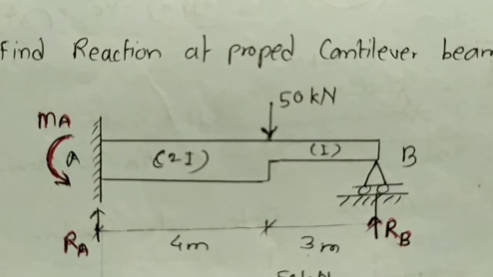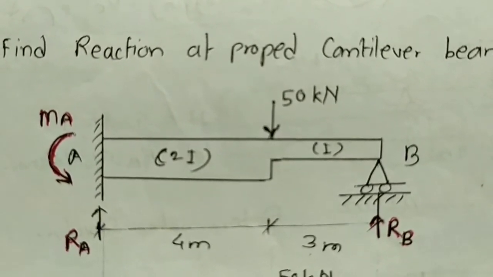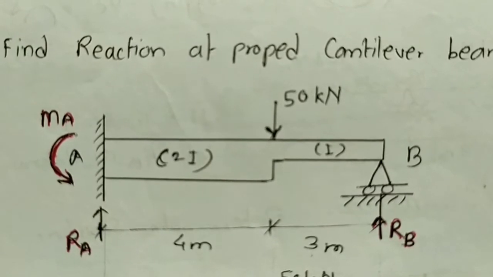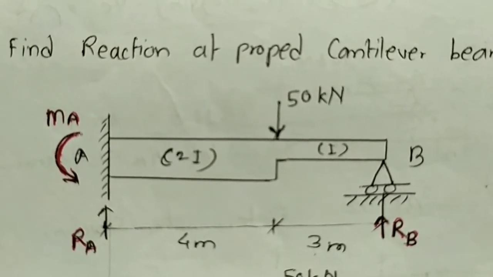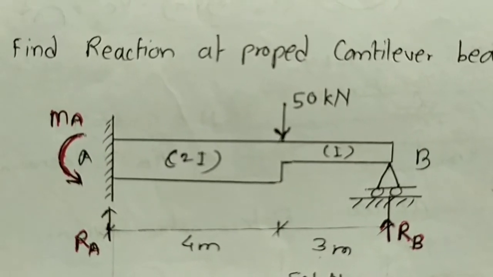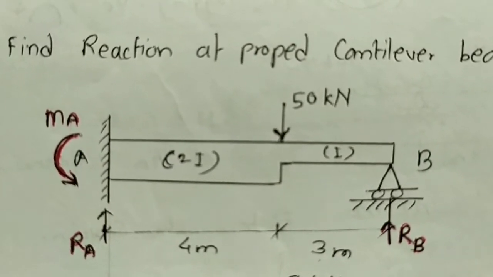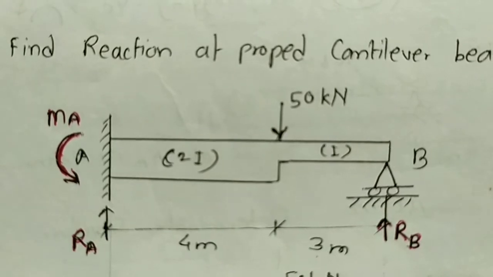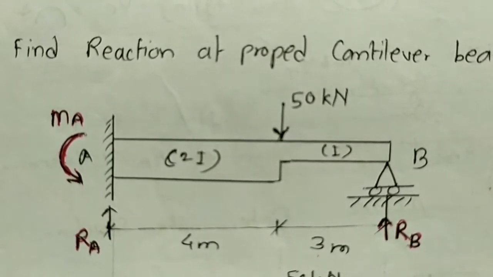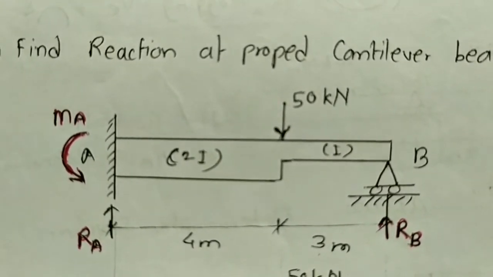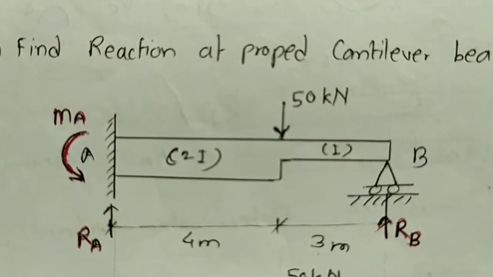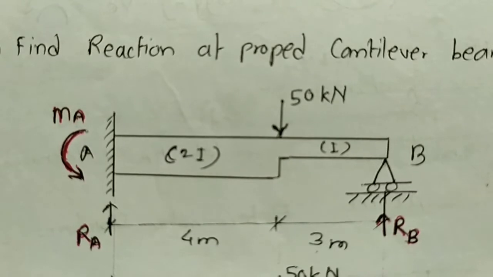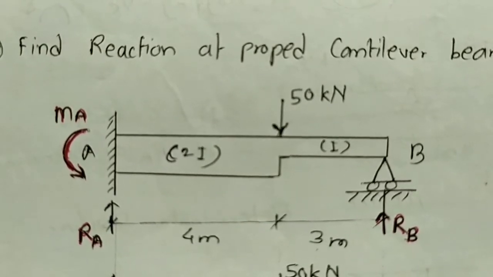First step is to find the SDI of the given structure. I have shown the reactive components. Of course, A is a fixed support, that's why there will exist two reactive components, RA and MA. At B support there will exist reaction RB. Here I have not shown the horizontal reactive component, that is HA, because on this beam only vertical load is applied.